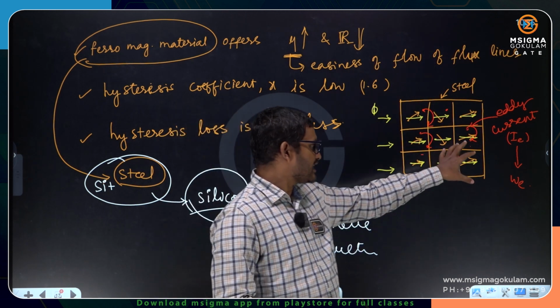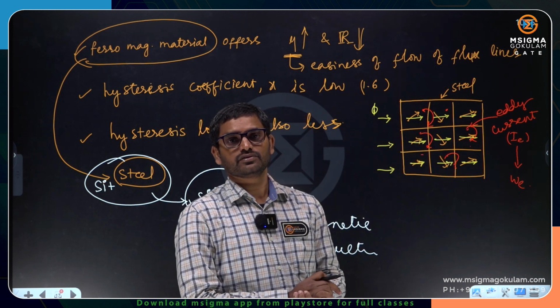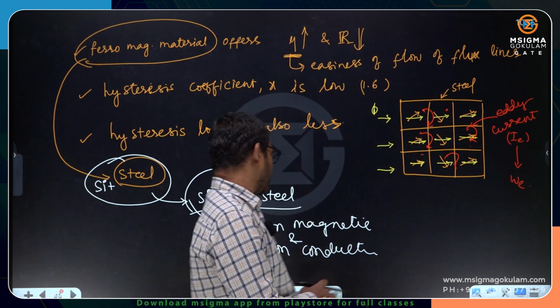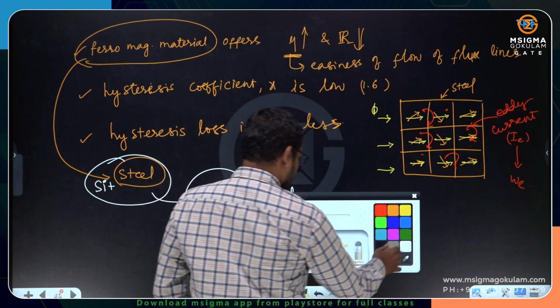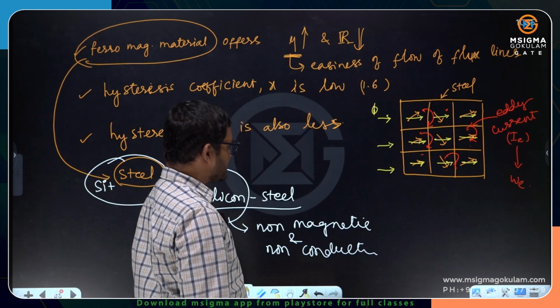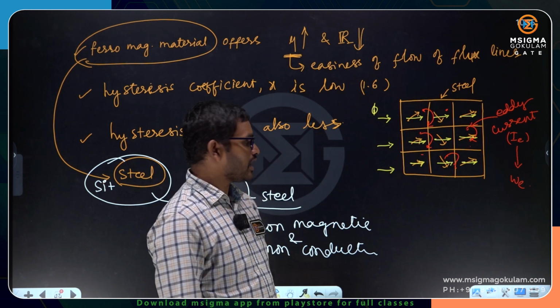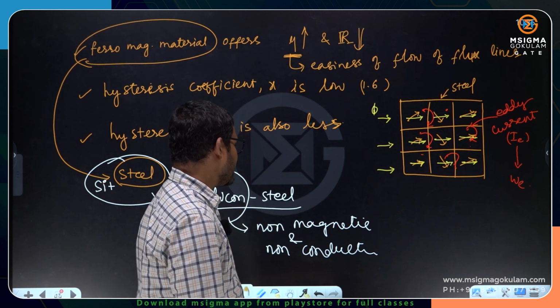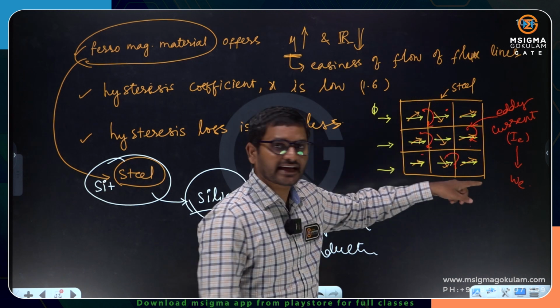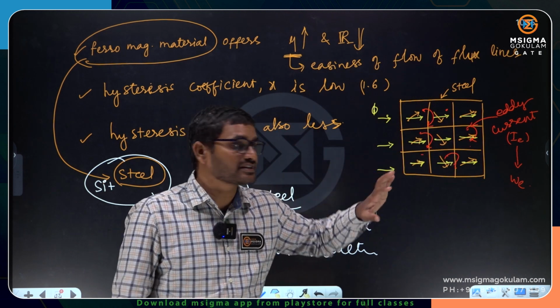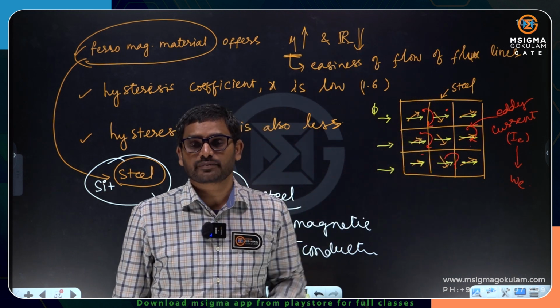Now these two losses have to be supplied by the source only. Now the point is, as we are getting eddy current, you will get heat dissipation. That heat dissipation can disturb the magnetic properties.